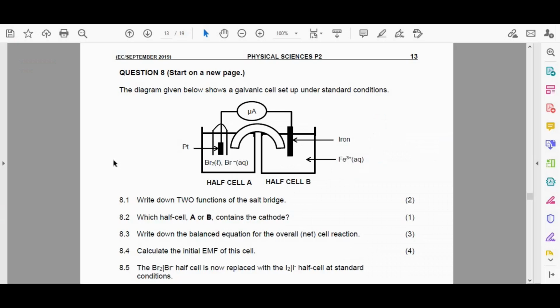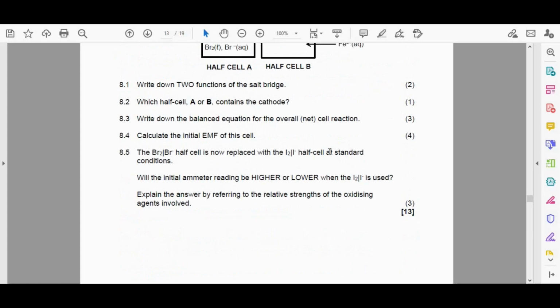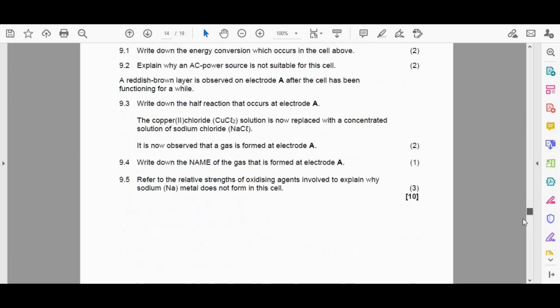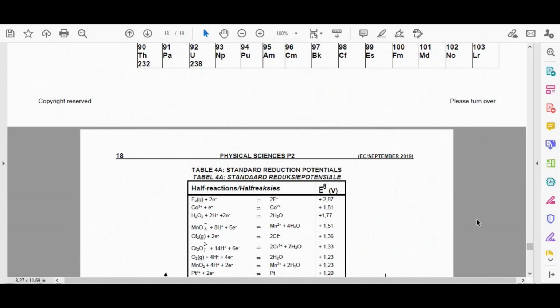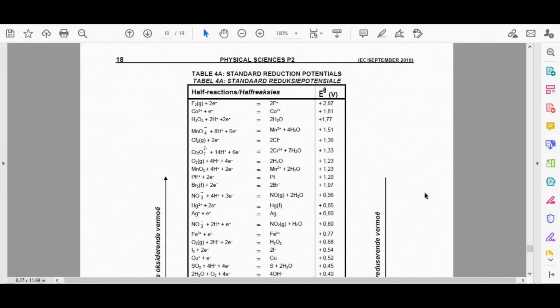In 8.2, which half cell, A or B, contains the cathode? Usually when it comes to this, we need to look at our electrodes and, judging on the values of the cell potentials, we can decide which half cell, A or B, would be our cathode. So it looks like we have a platinum electrode here and an iron electrode here. We're just going to scroll down to our table of standard reduction potentials. I like to use table 4A. You can use either 4A or 4B.